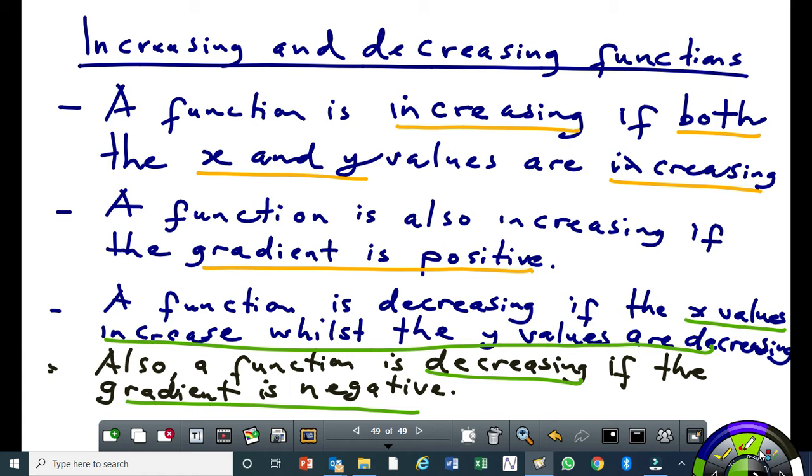If the y values stop increasing or decreasing, then we have a turning point, like in the case of a quadratic function. Right? At the turning point, you cannot say that the y values are increasing or decreasing, but they will become constant, and the gradient becomes 0 at that point. Okay?